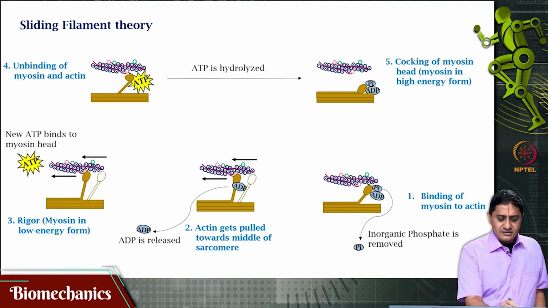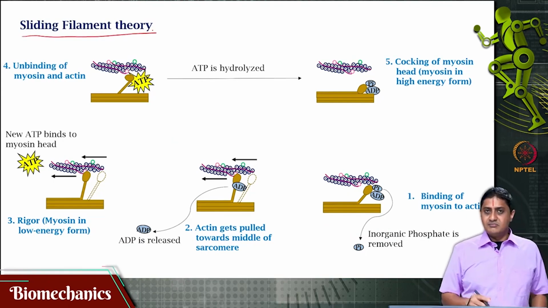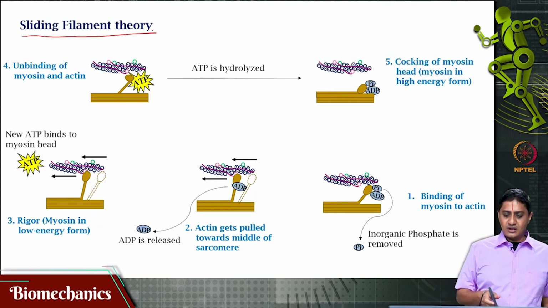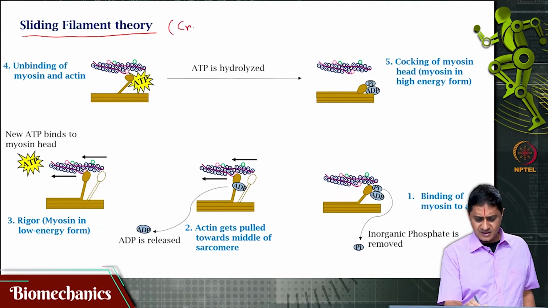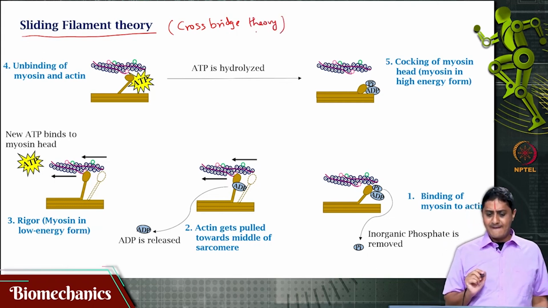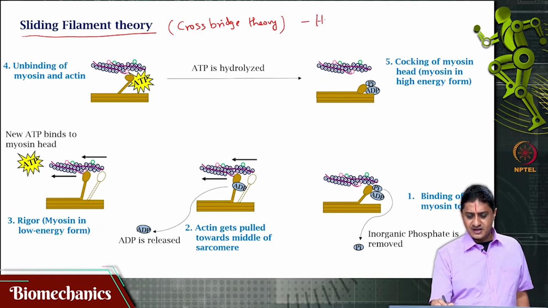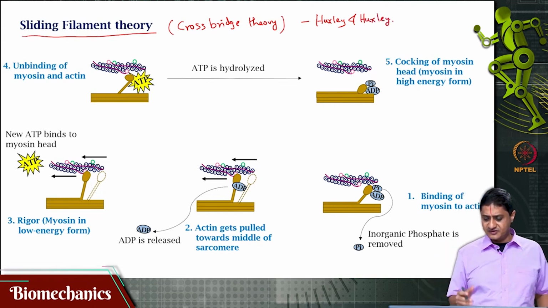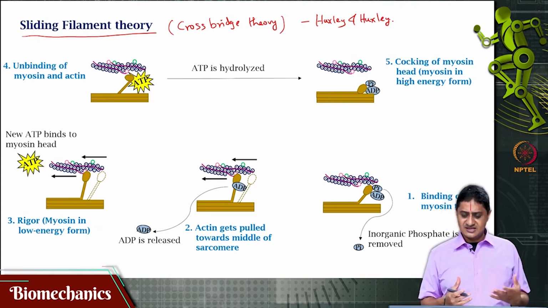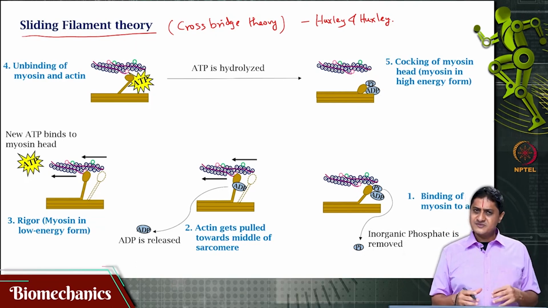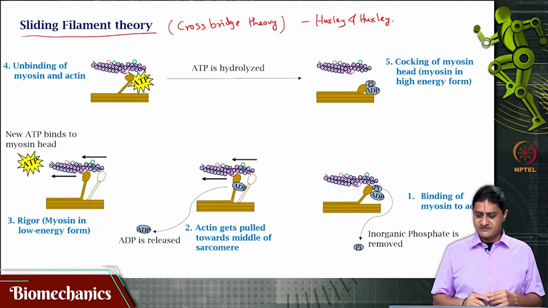How is this happening? This is explained by the so-called sliding filament theory, also sometimes called the cross bridge theory. Why this name, cross bridge? We will come to that in a bit. It is attributed to Huxley and Huxley. It was theorized first by Huxley and Huxley that this is perhaps how it works, a very popular, perhaps the most dominant view of how muscle force is developed.